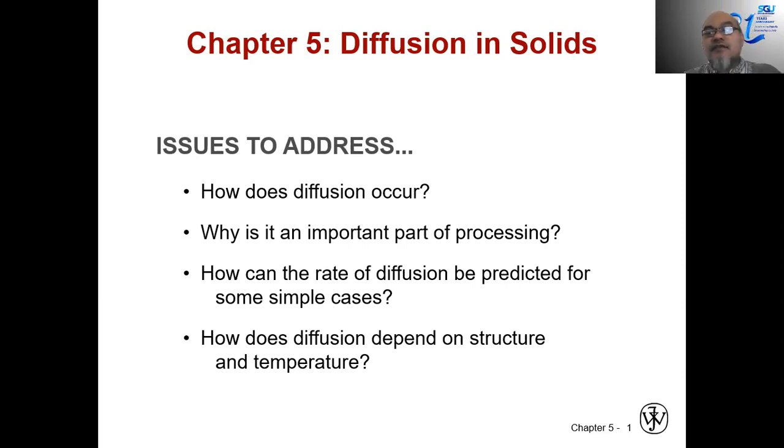So in this chapter, we will address how does diffusion occur, why is it an important part of processing, especially to control defects, to control impurities. How can the rate of diffusion be predicted for simple cases? How does diffusion depend on structure and temperature?